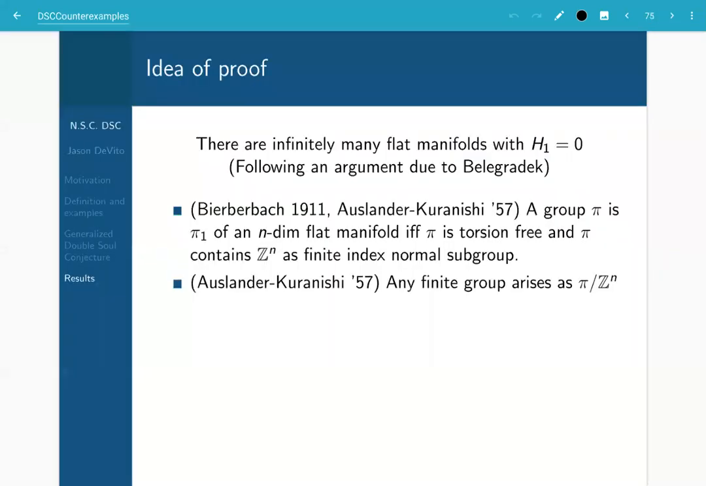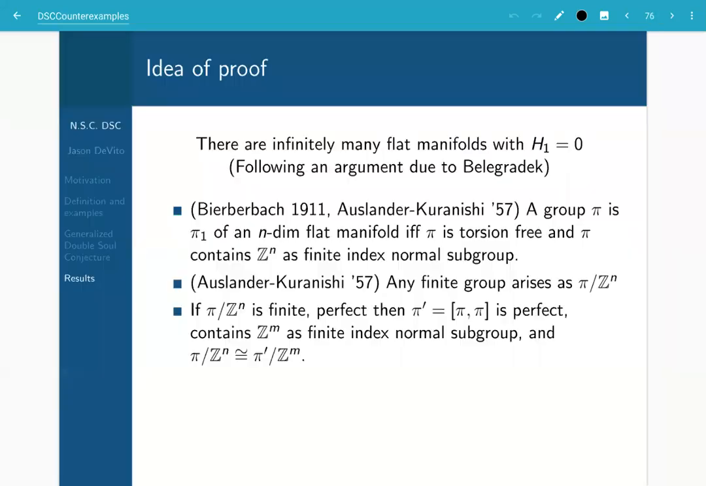And so because we're looking for H1 to be 0, we'll see this in a second, we're looking for perfect fundamental groups. Another big result from that Auslander-Kuranishi paper is that any finite group actually arises from this quotient. So going back to the previous point, pi contains Z^n as a finite index normal subgroup, so the quotient is a well-defined finite group. And the big result here, again, is that any finite group can appear from this process.